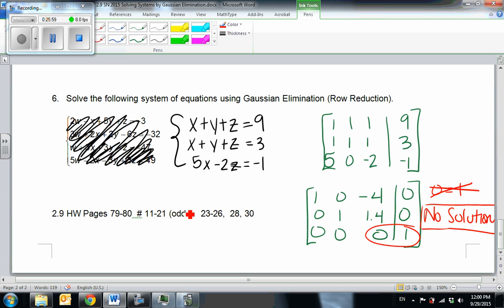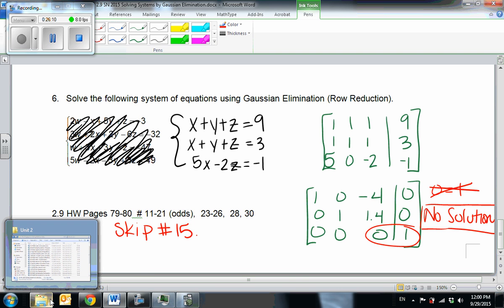Okay? This is your homework, except now that we just did it, you can skip number 15. Because what we just worked on number 6 was number 15. Okay? Wait, what's the yellow?